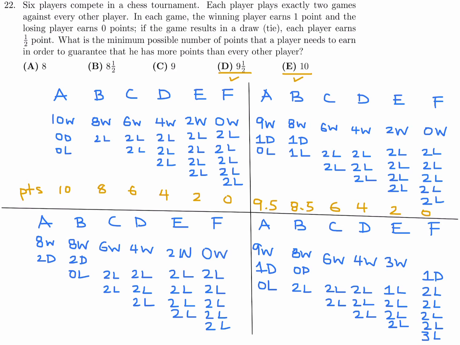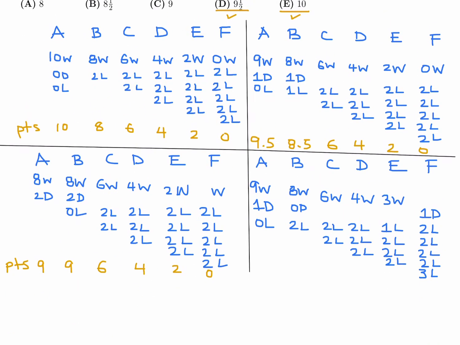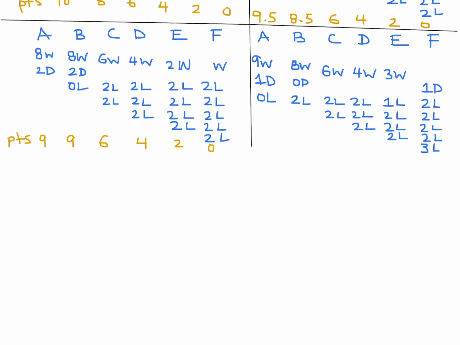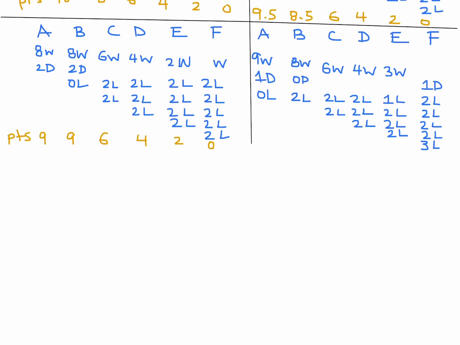So let's see what the totals are now. This is 9, this is 9, this is 6, 4, 2, and 0. Well, now we have to discuss this. What we found is a scenario that works, meaning everybody plays 10 games. There's no overcount, there's no 11 games, 12 games, that kind of problem. But notice, even though A has 9, he doesn't have more than every other player. He actually has the same as B.